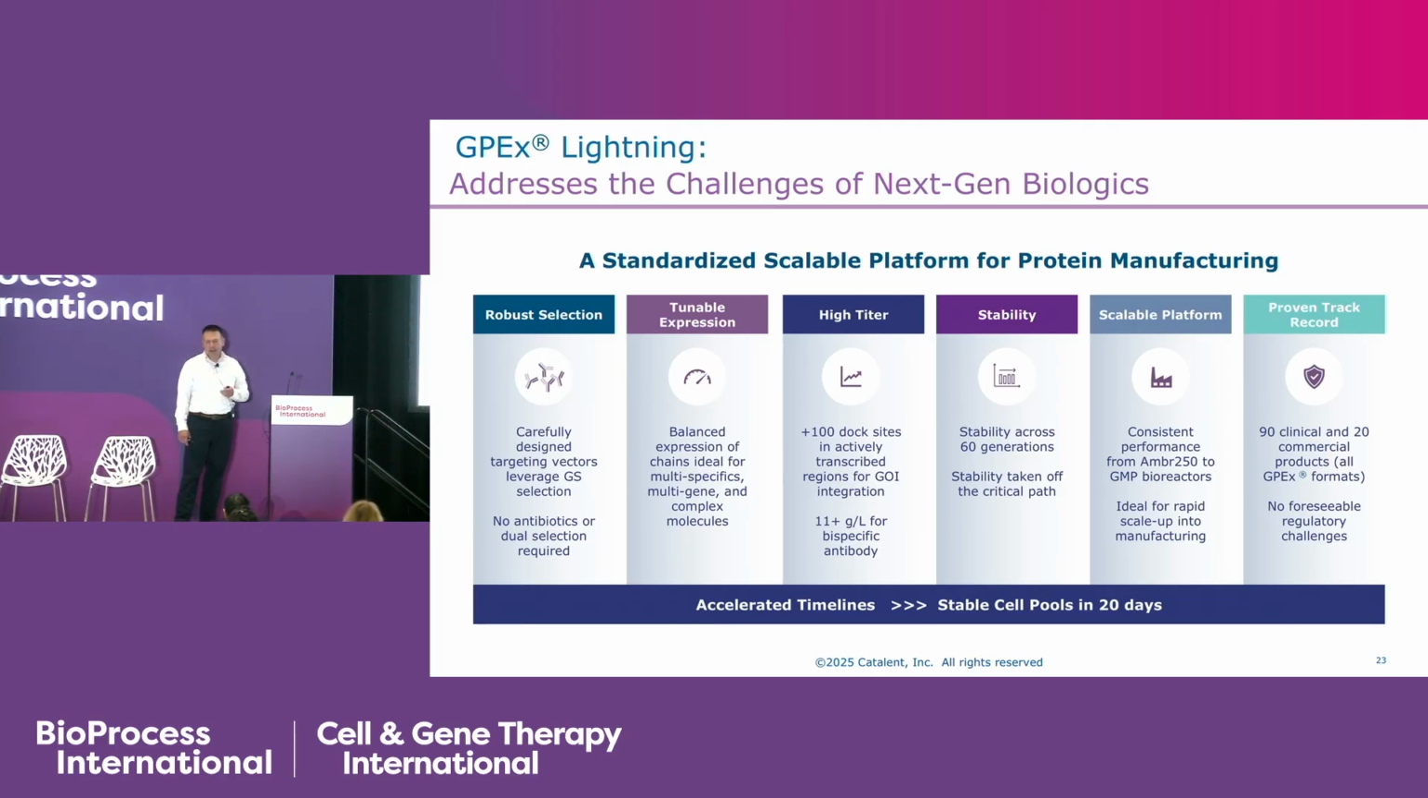Very high titer. I think our average monoclonal antibody project right now, the top clone is in the 9 grams per liter range. And I think up to 18 grams per liter for the highest titer we've seen out of a mAb clone. Bispecifics, we can get 11 grams per liter, which also comes with good product quality. All of our clones are very stable. The platform's scalable. We have a good track record with GPEx as our backbone here: 90 clinical products and 20 commercial.